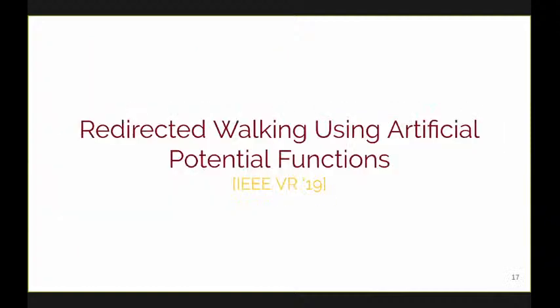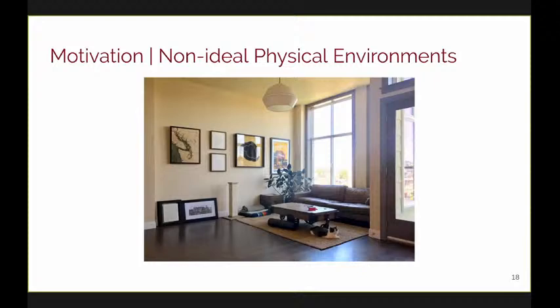So getting back to that first limitation, this is a selection of the work I presented at IEEE VR in 2019 about using artificial potential functions to create a new reactive redirected walking algorithm. So just to recap, this is aiming to solve the problem that redirected walking does not allow for non-ideal physical environments. That is, environments that are not convex, that may have obstacles, and where those obstacles may be dynamic.